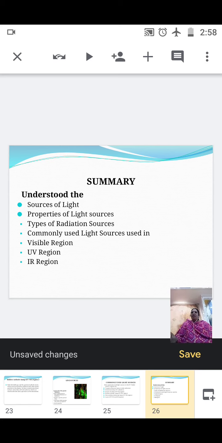Then coming to the line sources. Line sources are the light sources which emit only a few discrete wavelengths of light, and their intensity is a function of wavelength. There are several examples of line sources: hollow cathode lamp, electrodeless discharge lamps, sodium vapor lamps, mercury vapor lamps, and lasers. Some of the commonly used examples are electrodeless discharge lamps, hollow cathode lamps, and lasers.